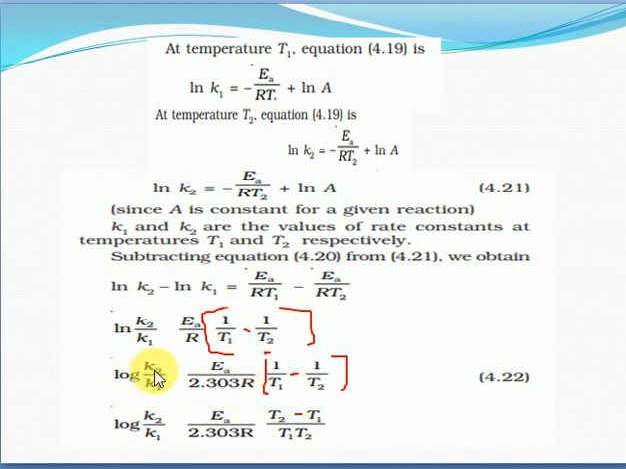So log K2 by K1 is equal to EA by 2.303 into 1 by T1 minus 1 by T2. Taking the LCM, log K2 by K1 is equal to EA by 2.303 into T2 minus T1 by T1 T2. This is nothing but the Arrhenius equation. The Arrhenius equation shows how activation energy changes with temperature, and gives the relation between the rate constant and temperature.